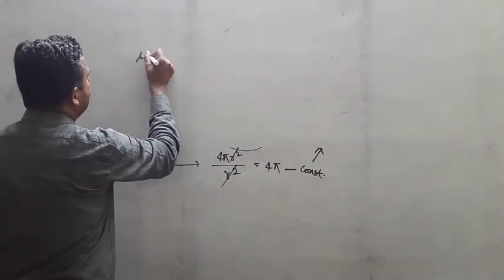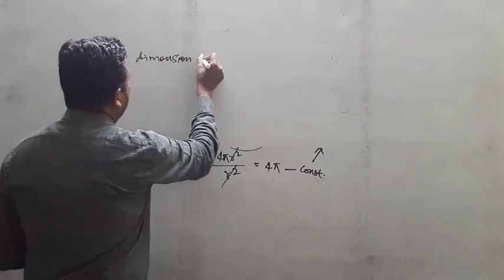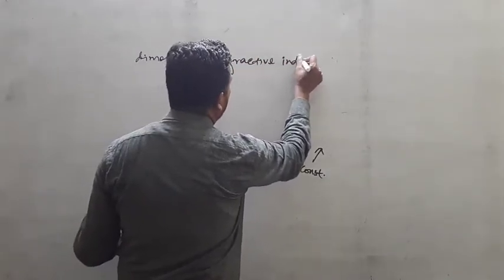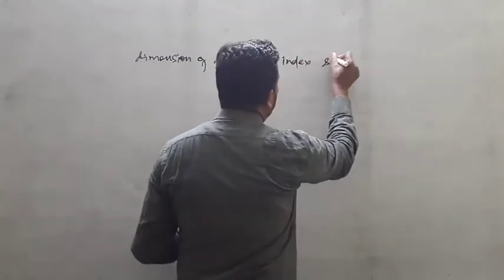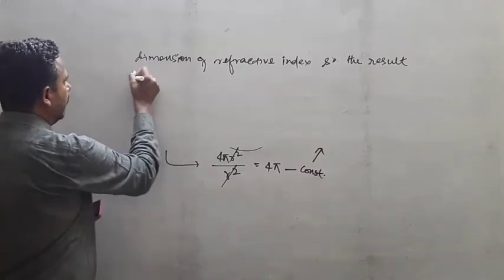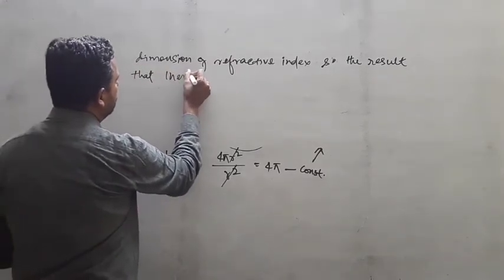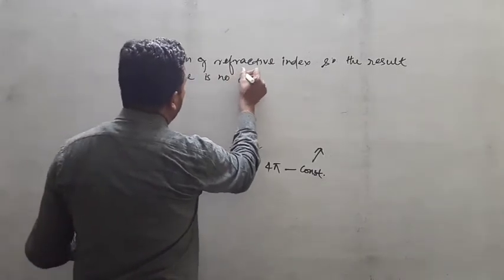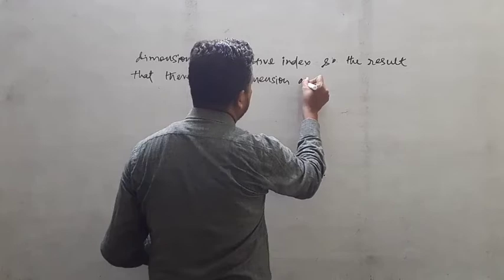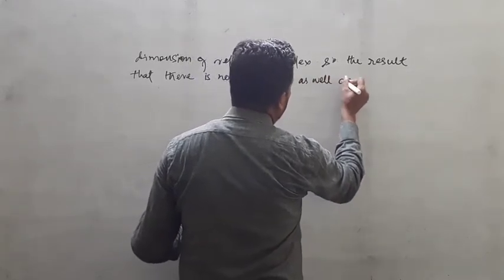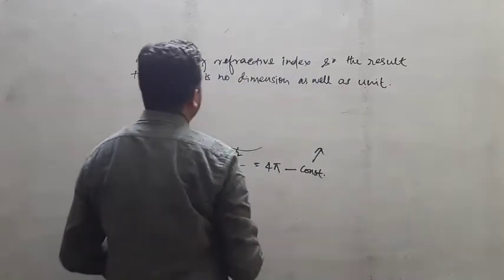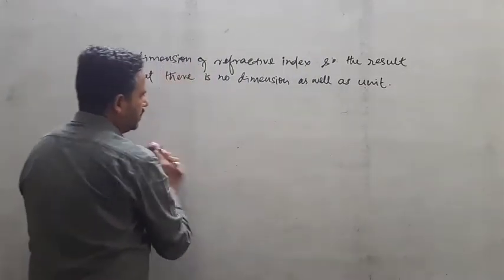So you can see from here that the refractive index has no dimension as well as no unit. How is this? I am going to be brief.